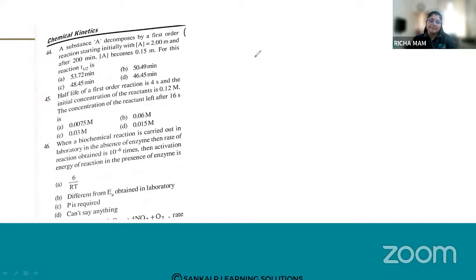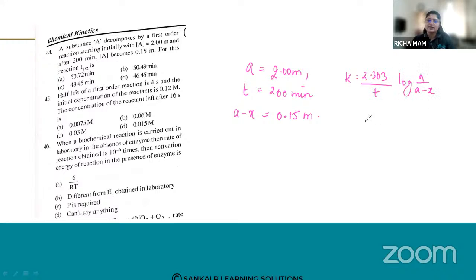So 44. The initial concentration of A is given as 2.00 M. The time taken is 200 minutes, sorry. And the final concentration, that is A minus x, is 0.15 M. Okay, so for a first order reaction, K is equal to 2.303 by T, log of A by A minus x. Now put the values. T is 200, then A is 2.00 and A minus x is 0.15. Now put the values.